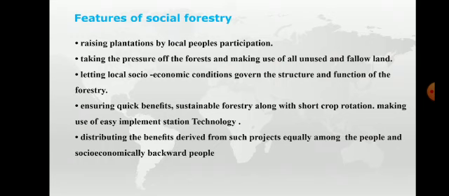Distributing the benefits derived from such projects equally among the people and socio-economically backward people. So here the people are getting benefit out of this. So under this project they can distribute the benefit or the income between them so that they can come up in their life.